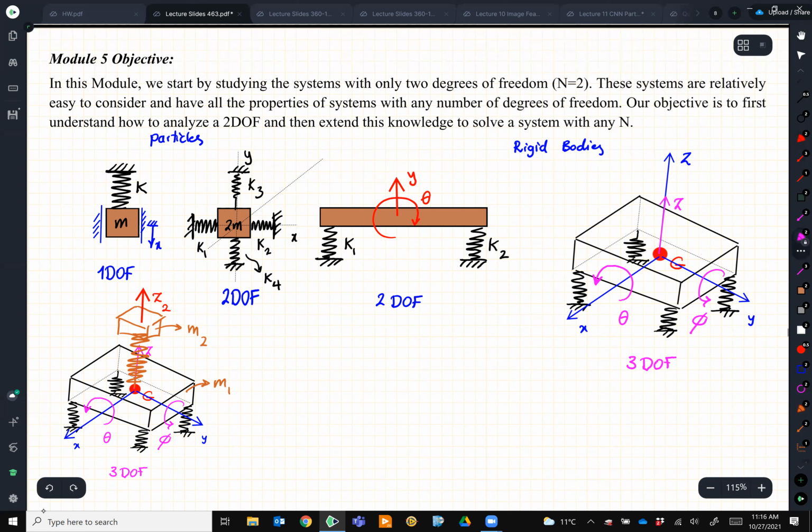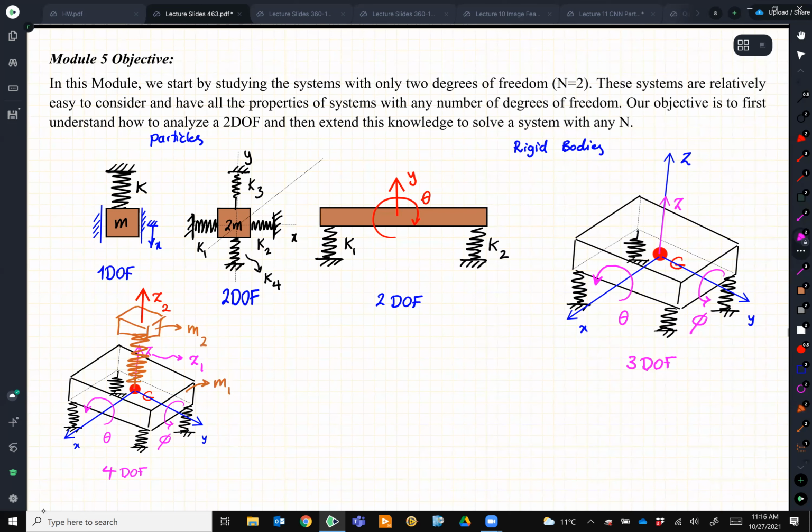And this one, let's call that one Z1. So now my system has 4 degrees of freedom. Sorry, 4 DOF, or 4 degree of freedom system. All right, so that's easy.